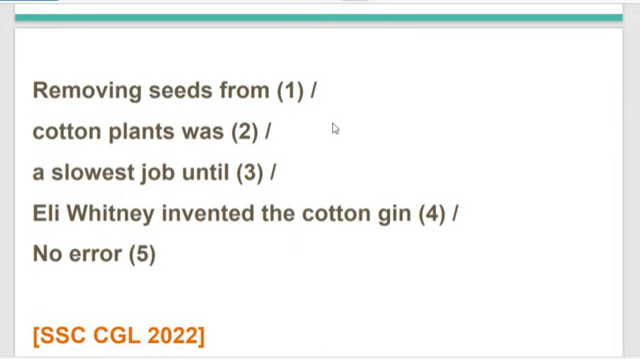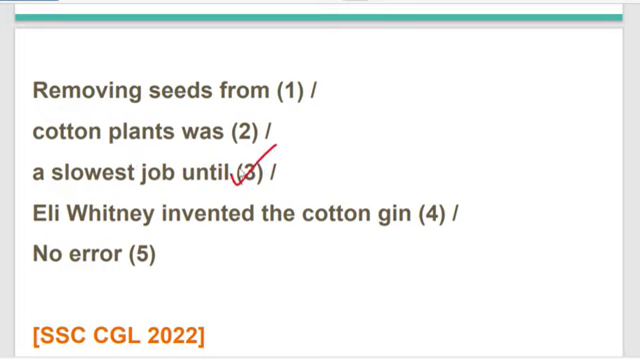"Removing seeds from cotton plants was the slowest job until Ellie Whitney invented the cotton gin." This is again a previous year question, and we have faced this question on SSC CGL 2022. Let's read the question once more. Now let's try to find out where the error is lying. The error is lying in part 3.